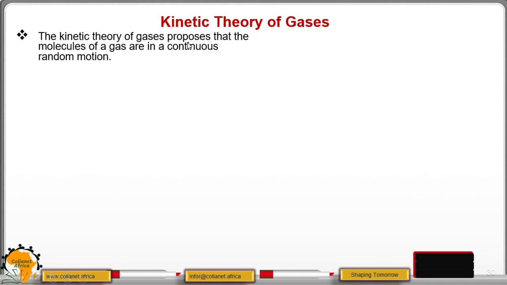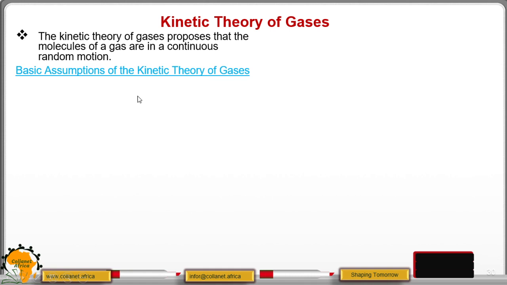Then from there, we move to the kinetic theory of gases. Now, the kinetic theory of gases proposes that the molecules of gas are in continuous random motion. That one we found in Form 1, that these particles are not fixed, they are always in motion. Therefore, kinetic theory of gases states that molecules of gas are in continuous random motion.